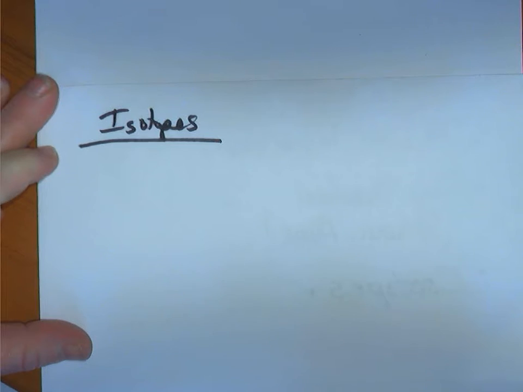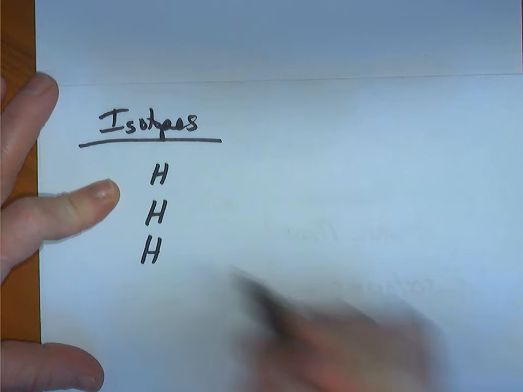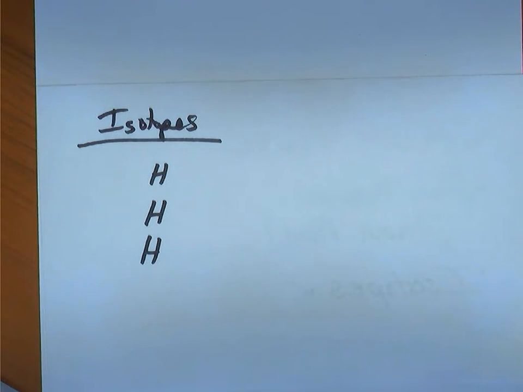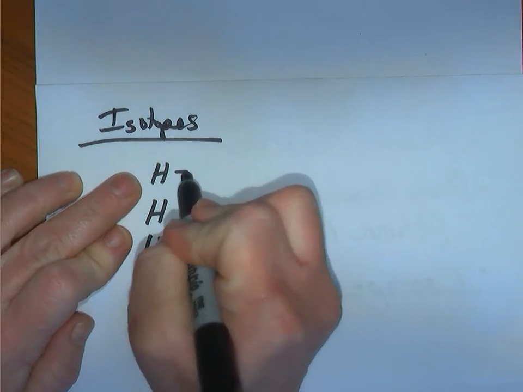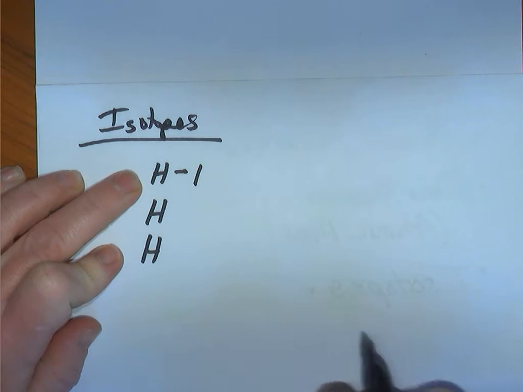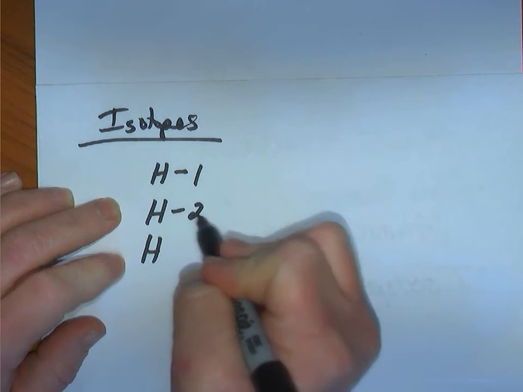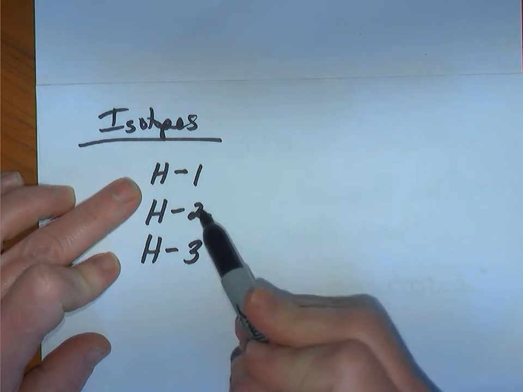Well, those are isotopes. There are 3 forms of hydrogen. And one way we can represent isotopes is by taking the element symbol dash its mass number. One version of hydrogen is hydrogen 1, another version is hydrogen 2, another version is hydrogen 3. Again, these are mass numbers.